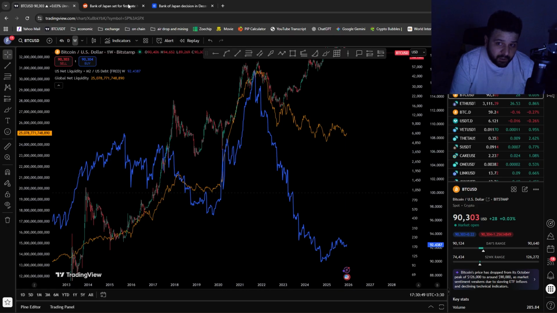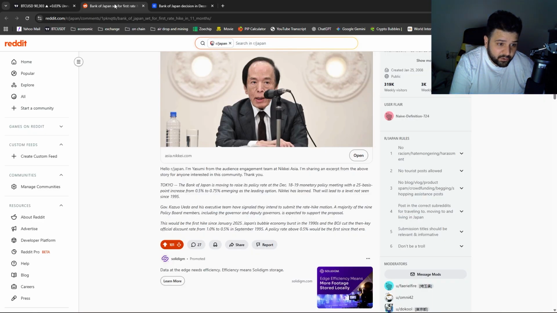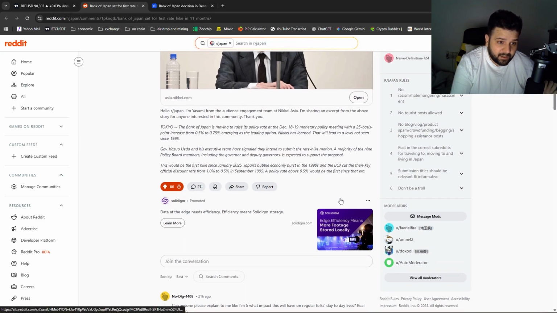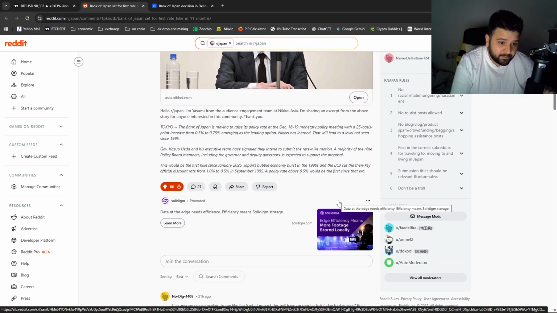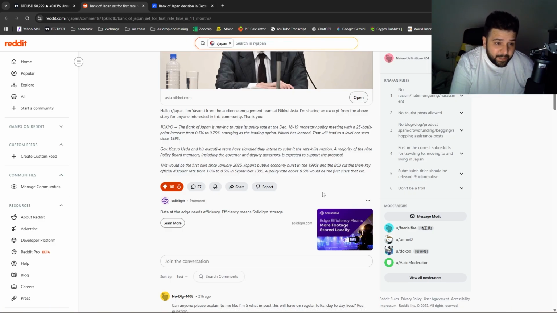And the worst news of all is Japan's upcoming interest rate hike. On December 19, the Bank of Japan is expected to raise the rate by 25 basis points from 0.5% to 0.75%.